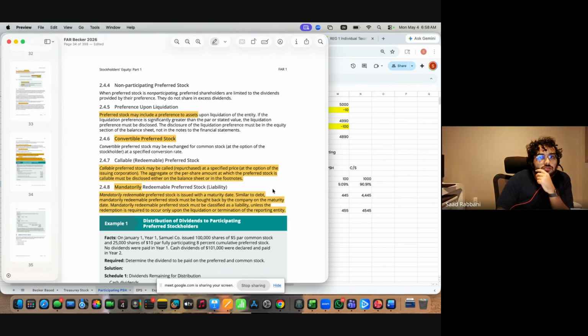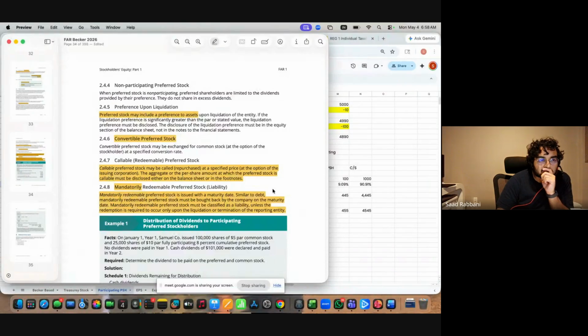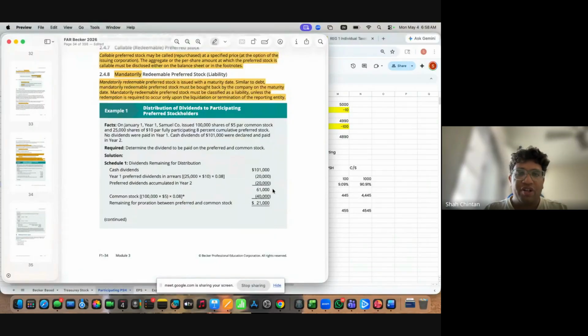So it won't be shown in the equity section. Yes, it won't be shown on the equity section. It will be shown under the non-current liability section. Okay. चलिए, example number 1 over to you. Calculation results मत देखना. You have to calculate participating distribution. कितना मिलेगा preference को, कितना मिलेगा common shareholders को. So example number 1 over to you.